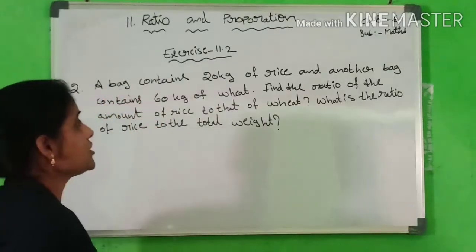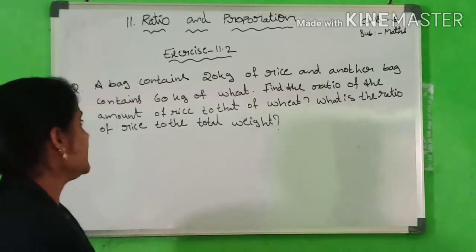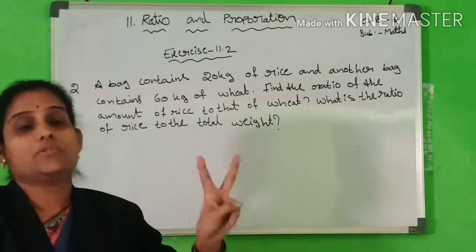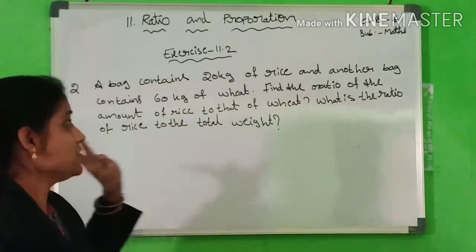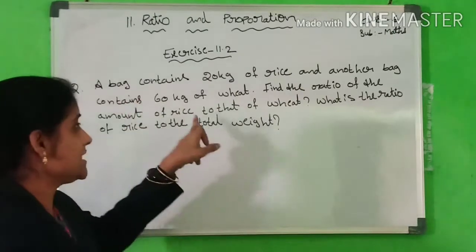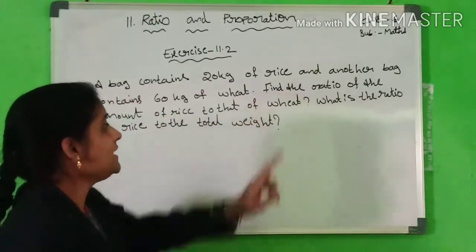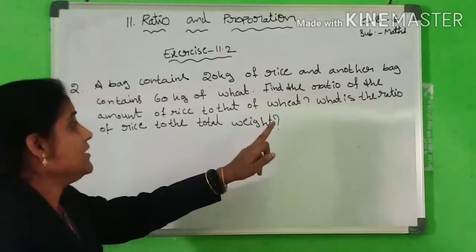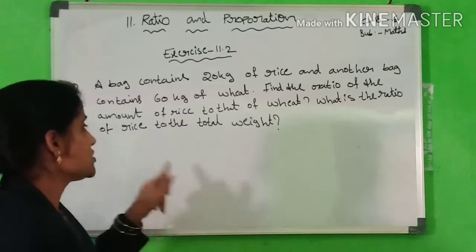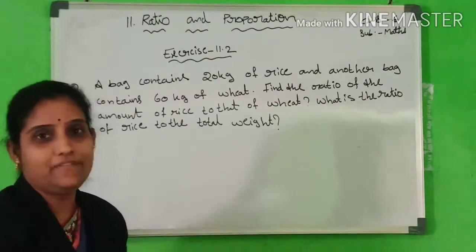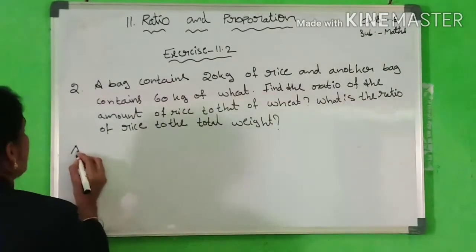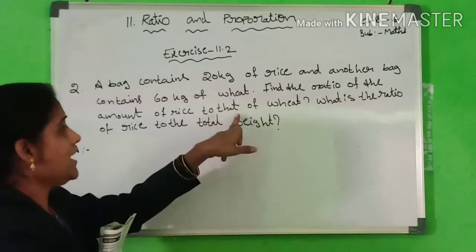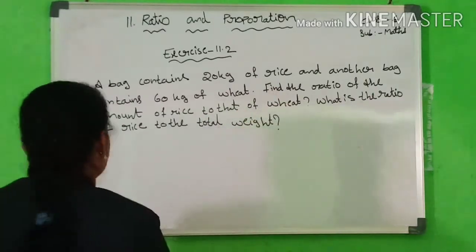A bag contains 20 kgs of rice and another bag contains 60 kgs of wheat. Now two grocery items are there. What are they? A 20 kgs rice bag and a 60 kgs wheat bag. Now, find the ratio of the amount of rice to that of wheat, and what is the ratio of rice to the total weight? First of all, you have to find out the ratio of the amount of rice to that of wheat.